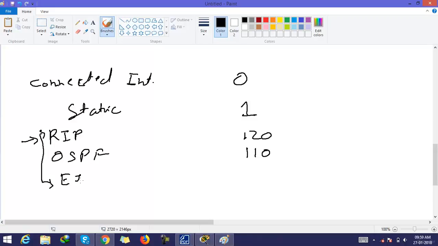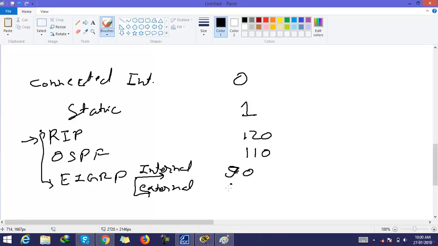EIGRP has two ADs, one for internal routes and the other for external routes. For internal routes, AD is 90 and for external routes, AD is 170. If AD is 255 in any case, then this network is unknown. This route will never be used for routing.